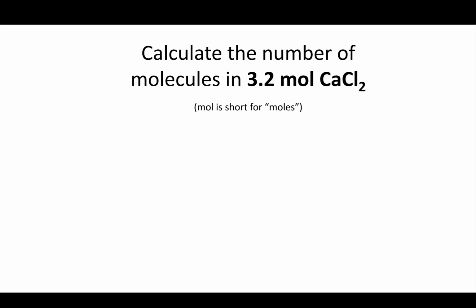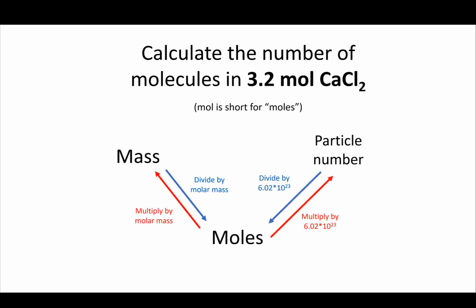Calculate the number of molecules in 3.2 mol of CaCl2. Maybe you haven't seen this, but mol is short for moles, not molecules. So this says how many molecules are in 3.2 moles of calcium chloride. So you are going out of moles, because it tells you how many moles you have. You're going into molecules, which is a particle. Atoms, molecules, these are all particles, so you're going this way.